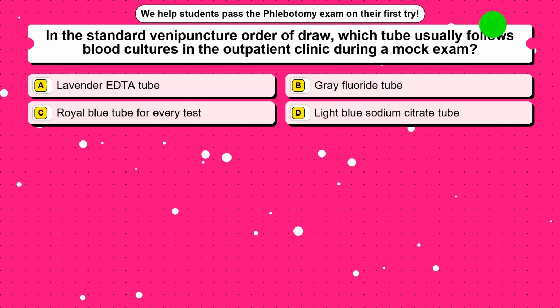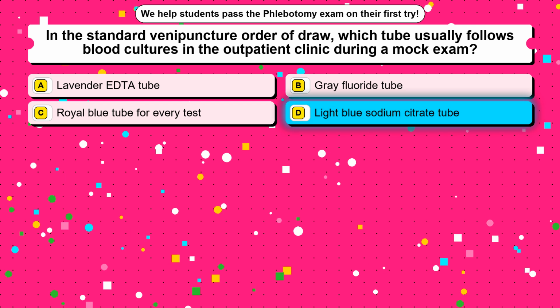Question 10. In the standard venipuncture order of draw, which tube usually follows blood cultures in the outpatient clinic during a mock exam? Option A. Lavender EDTA tube. Option B. Gray fluoride tube. Option C. Royal blue tube for every test. Option D. Light blue sodium citrate tube.